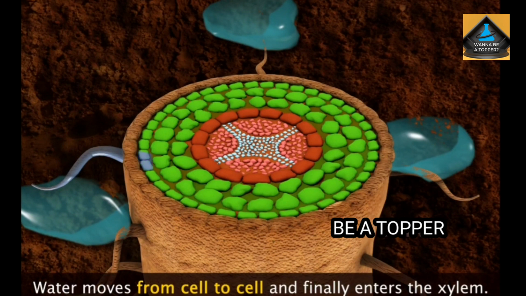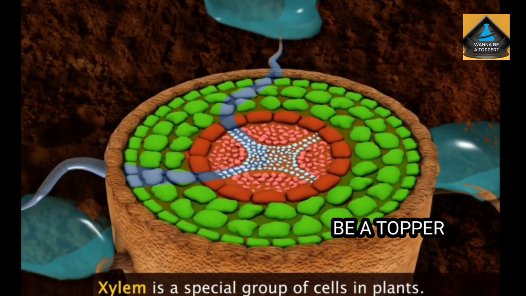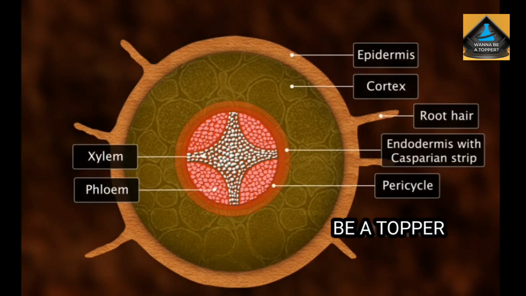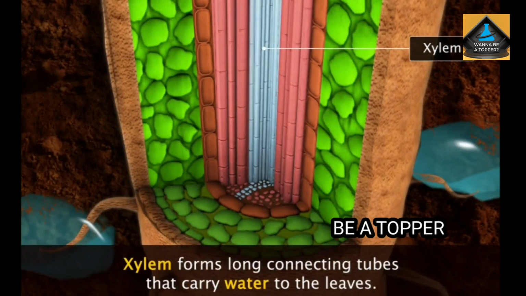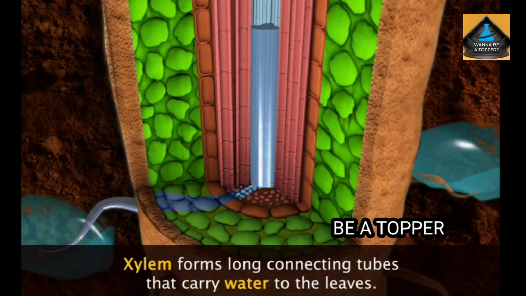Once absorbed, the water along with minerals moves from one cell of the root to another. It finally enters the center of the root that has specialized cells. This specialized group of cells together forms the xylem. Let's look at the arrangement of tissues in a dicotyledonous root. Xylem has long connective tubes that take the water from the root to the leaves.